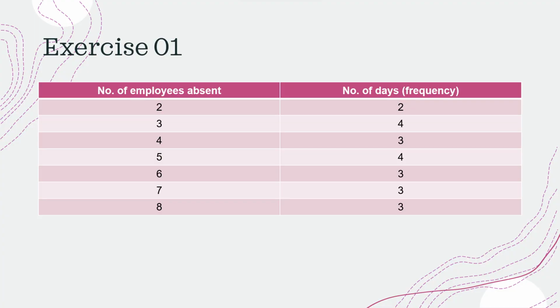Let's do another exercise to further understand the calculations of arithmetic mean. This distribution shows the number of employees absent per day. On the left-hand column is the number of employees absent, and the right-hand side column is the number of days, that is the frequencies. For example, it will be read like this. 2 employees were found absent on 2 occasions, that is the frequency. 3 employees were found absent on 4 occasions. 4 were found absent on 3 occasions, and so on and so forth.